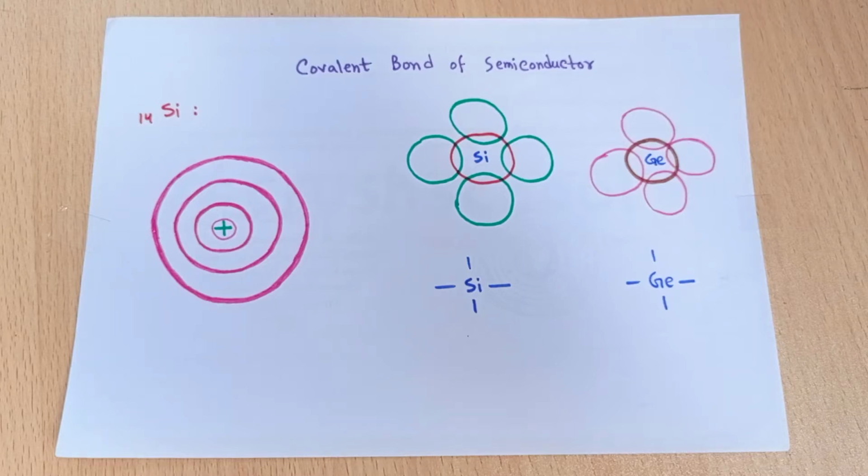Covalent bond of semiconductor. In our semiconductor, there are several types of material, suppose silicon, germanium, arsenic, gallium, and all the semiconductors use covalent bonds to join with each other. But there are two types of bond in chemical science. The first one is covalent bond, the second one is ionic bond. In an ionic bond, the two atoms receive and donate electrons between themselves and make the bond.